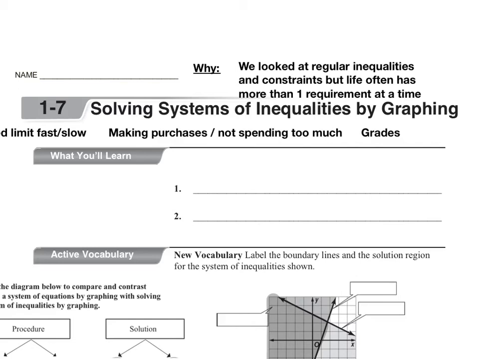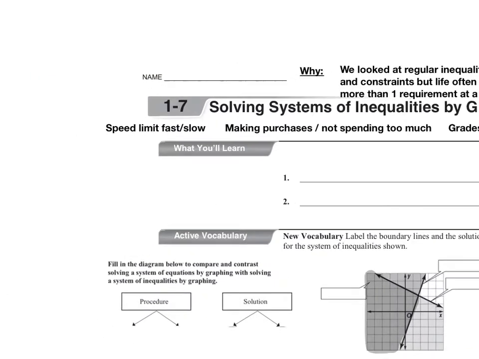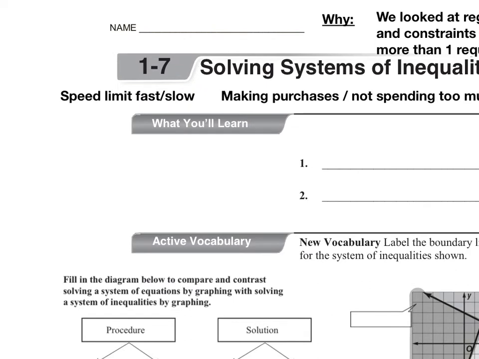Hello, here we're going to look at 1.7, solving systems of inequalities by graphing. Here's the why. We looked at regular inequalities and constraints, but life often has more than one requirement at a time. So examples of that are speed limit.